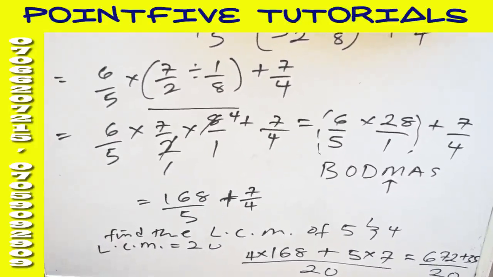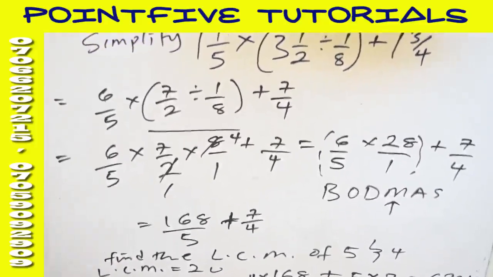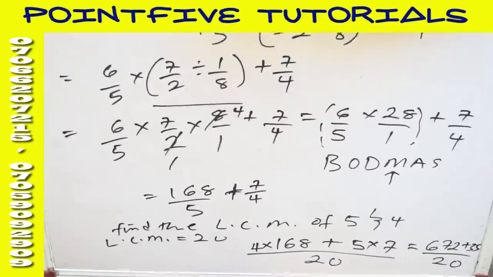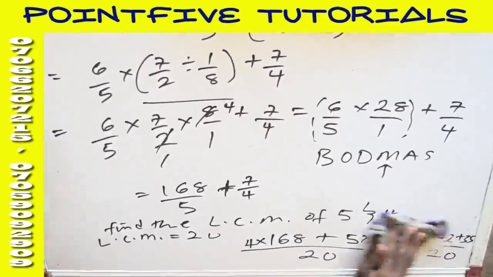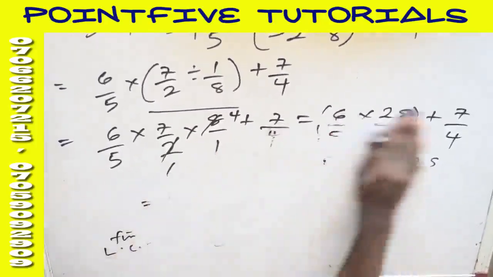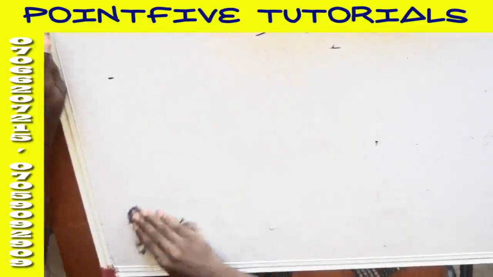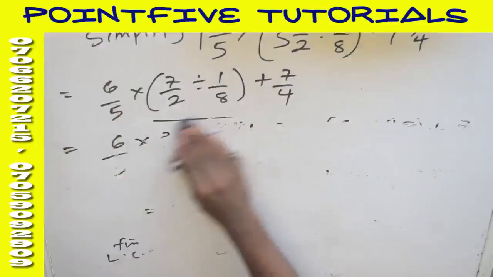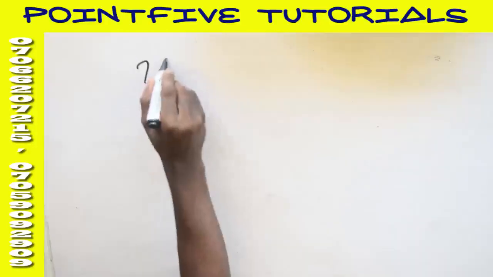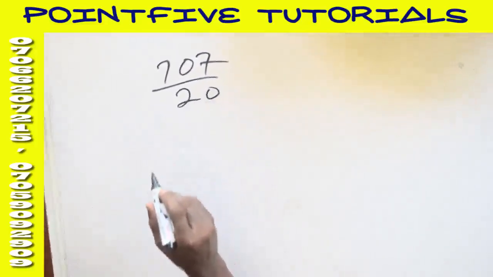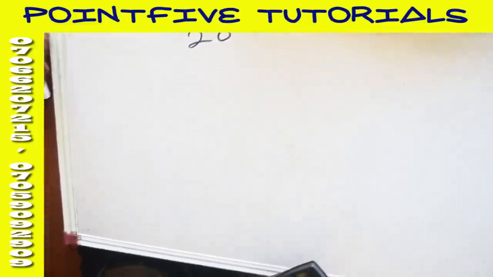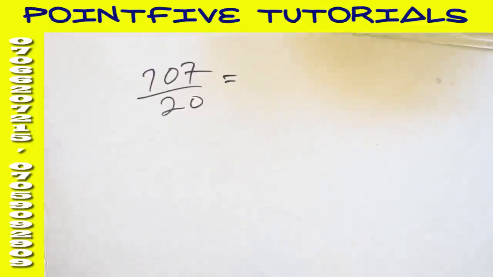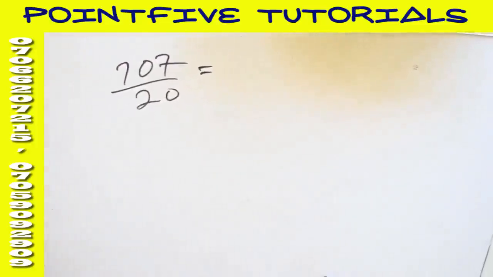So let me take this up and make room for everybody. If you punch it in a calculator, 672 plus 35 is going to give us 707. We have 707 divided by 20. If you are using a calculator and you want to know the best way to go about it, just divide 707 by 20. It will give you 35.35.